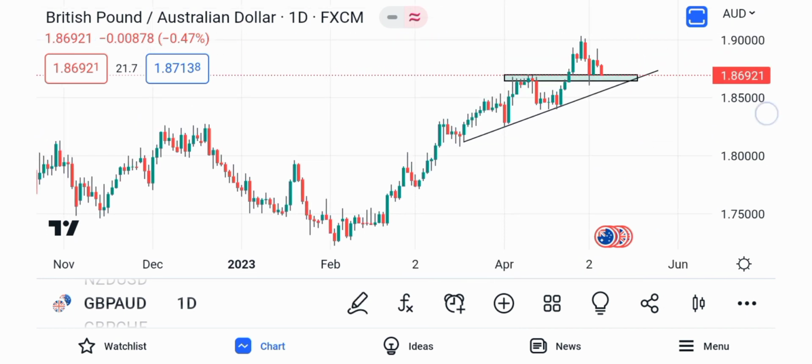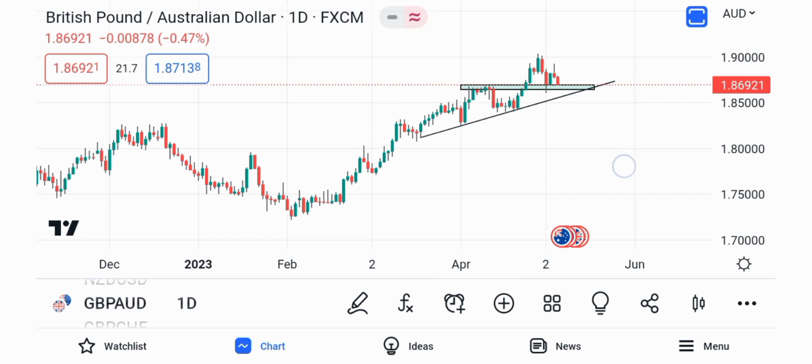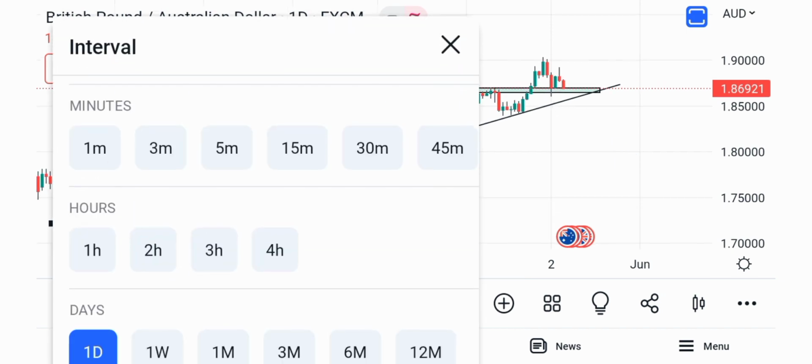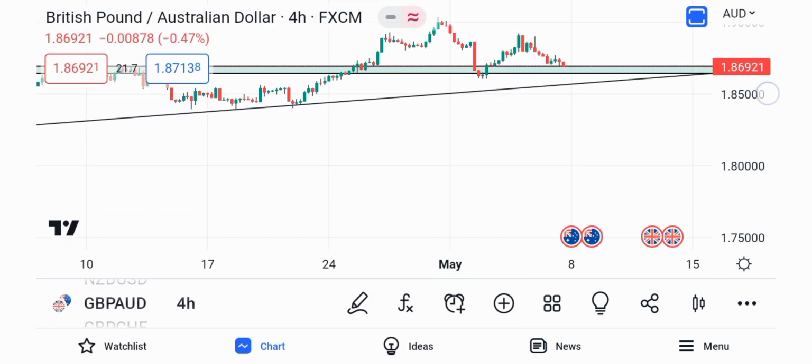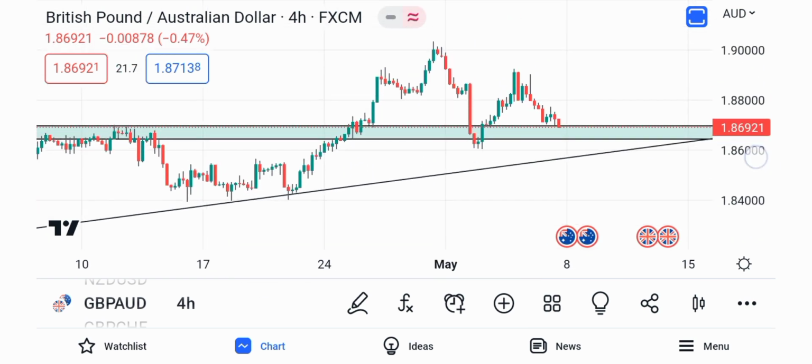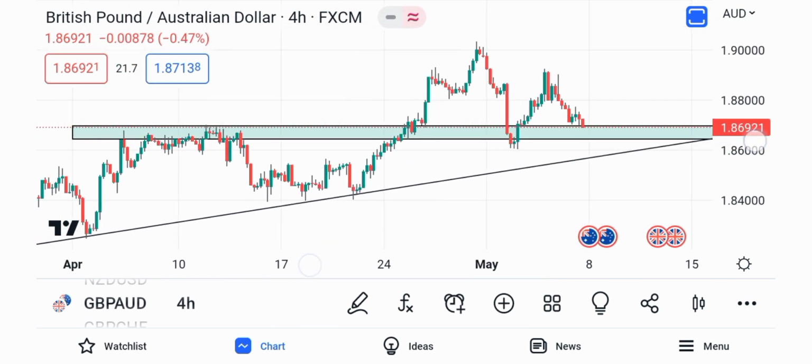So now let's move to the lower time frame. That's the 4-hour time frame. The 4-hour time frame, and study the price action. So now on the 4-hour time frame, we can also spot another trend line here.